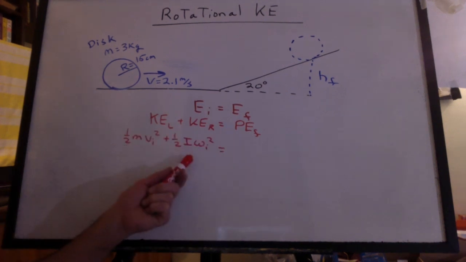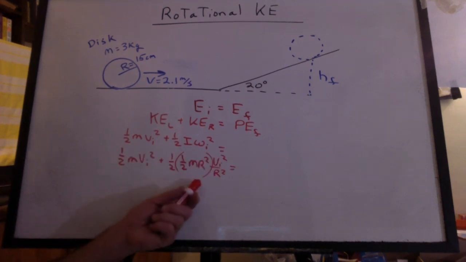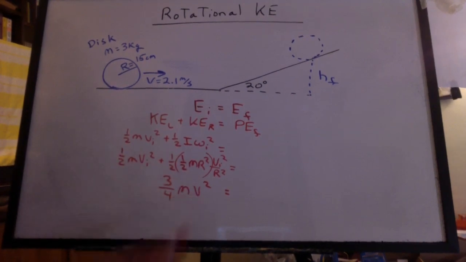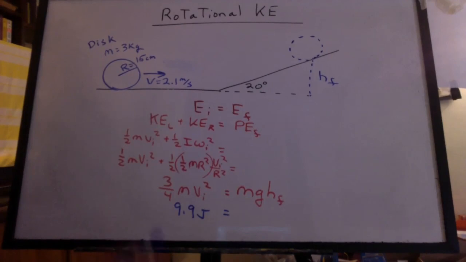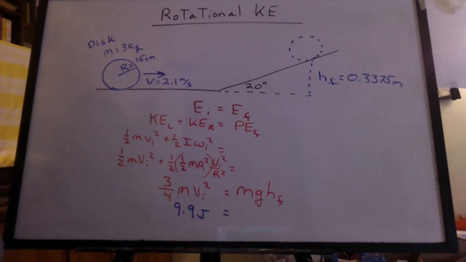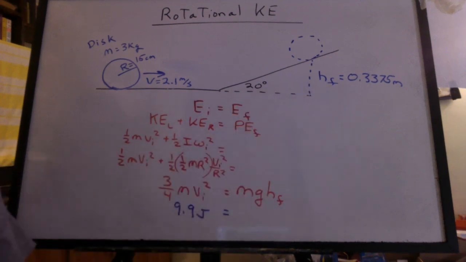Rather than just plug a bunch of numbers in, you ought to practice writing these formulas down. Yep, it's just like what we showed you. Practice, practice, practice. 3/4 mv squared. And what about that gravitational potential energy? mgh final. Well, this works out to be 9.9 joules of kinetic energy. It's being converted into 9.9 joules of gravitational potential energy. Do the math, you get 0.3375 meters for the height final.